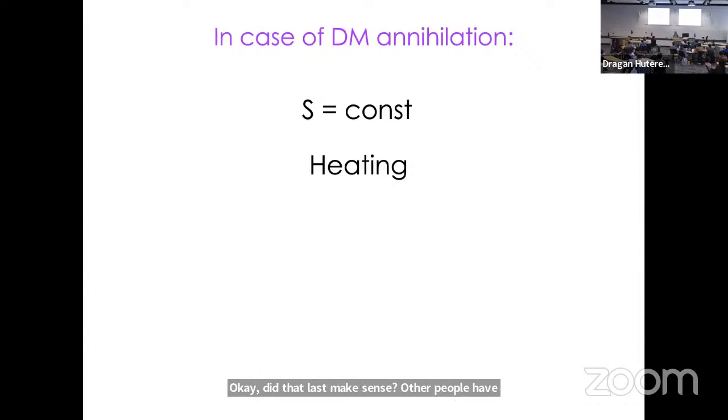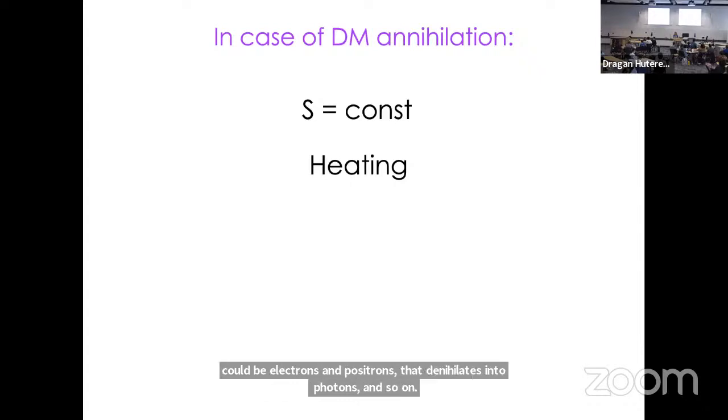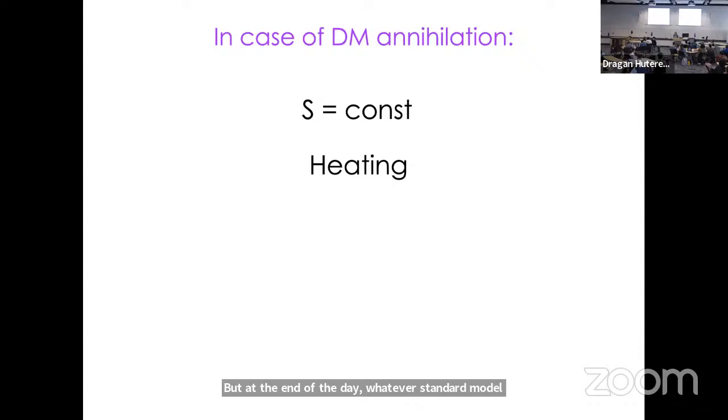Okay. So g-star will drop if I have dark matter that decoupled because it became non-relativistic and it's now annihilating. In that case, I heat the rest of the universe. In other words, I dump entropy into whatever particles this dark matter is annihilating into. It could be photons, maybe. It could be neutrinos. It could be electrons and positrons that then annihilate into photons and so on. But at the end of the day, whatever Standard Model annihilation channel I choose, I will one way or another tend to end up in the radiation component. And so I end up adding number density in the radiation component and therefore heating up my radiation bath.